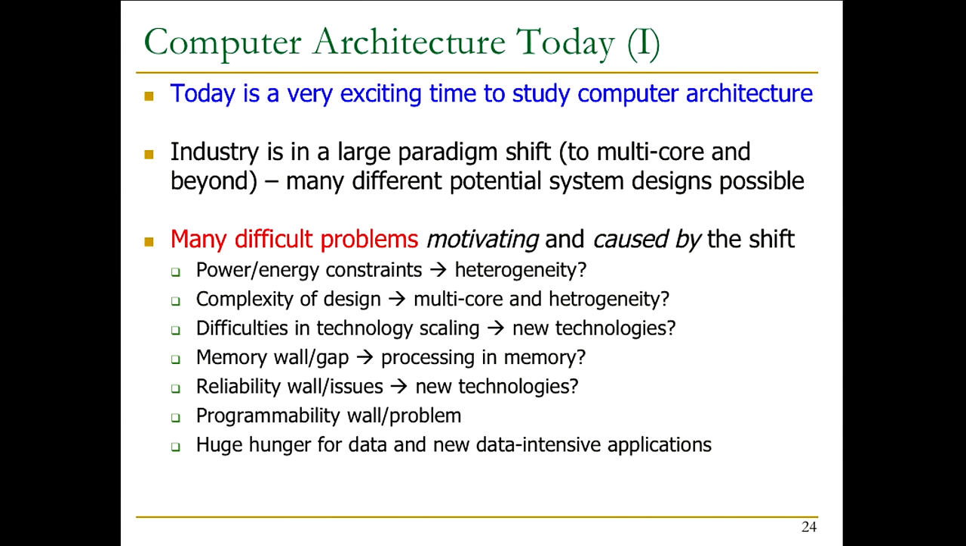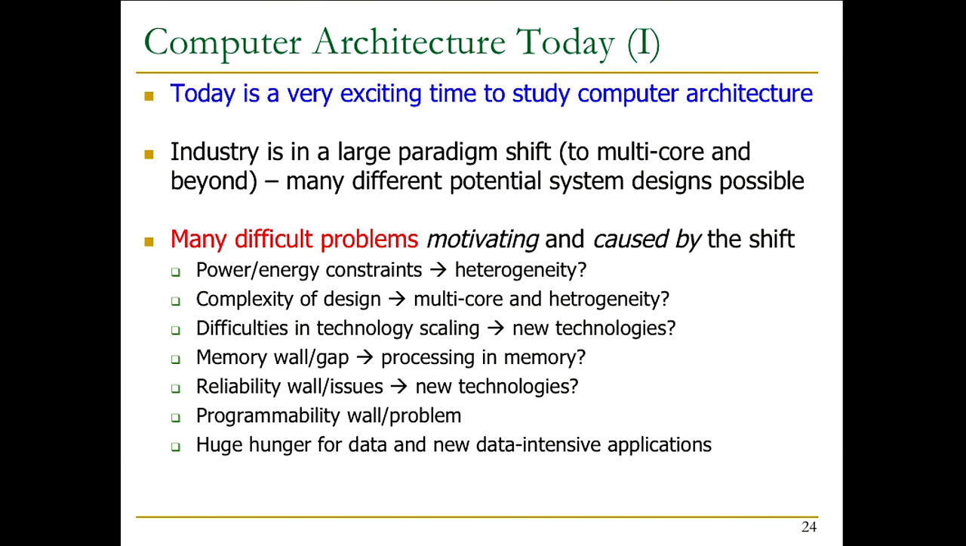And there are many difficult problems that exist today that are both motivating this paradigm shift and caused by the shift. For example, power and energy. That has been a huge constraint in the last 2 decades. If you look before, it's not that big of a constraint. But today, we're really limited by power and energy in all kinds of systems, some more than others. And this is also driving heterogeneity, for example.